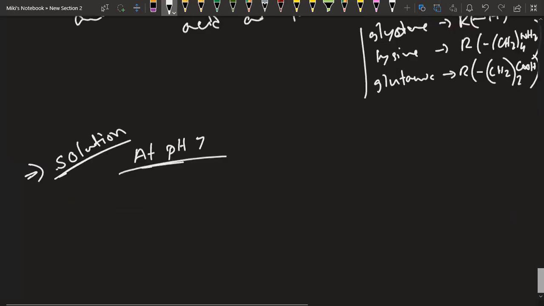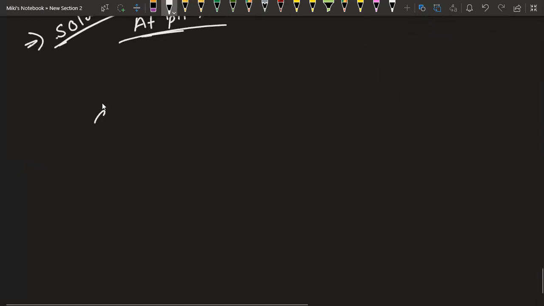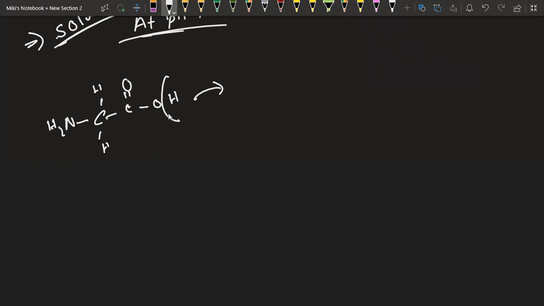Think of glycine. How does it look? Glycine looks like NH2, CH2, COOH, isn't it? At pH 7, what should it look like? At pH 7, all things have reacted. The carboxylic acid is prone to donating H plus, and the NH2 is willing to absorb H plus. That means it's willing to get an H plus.